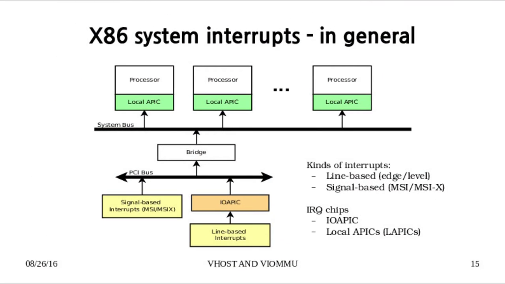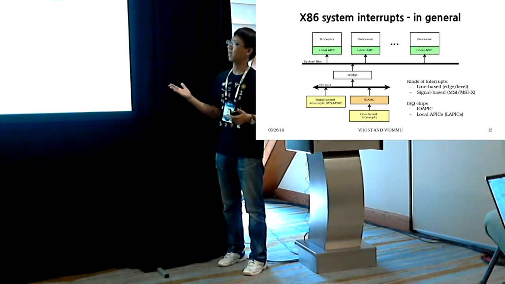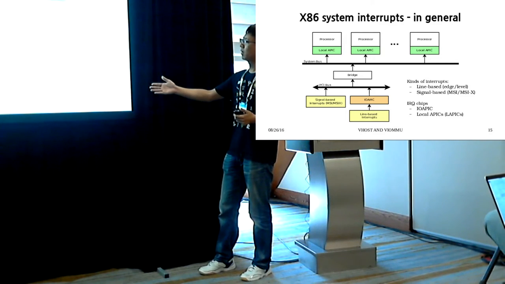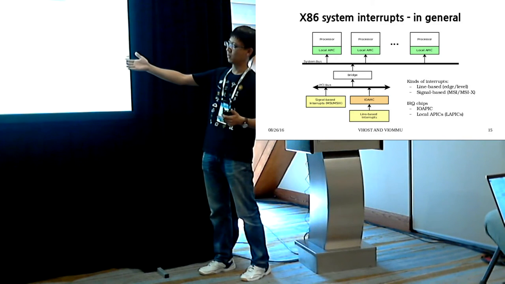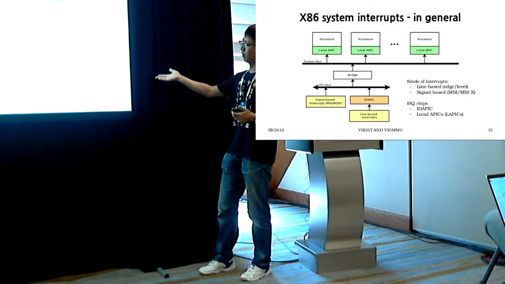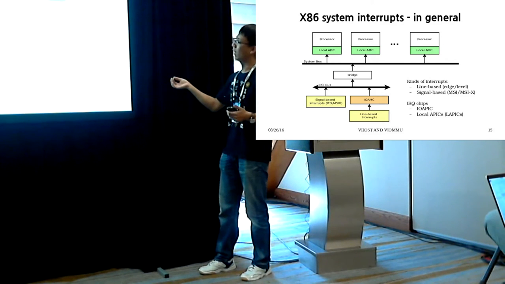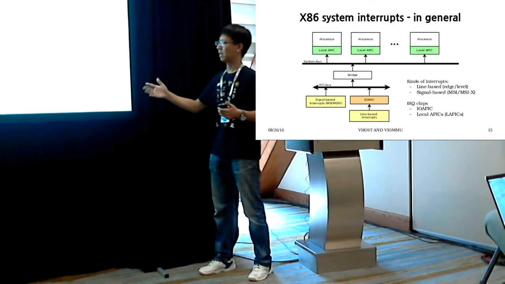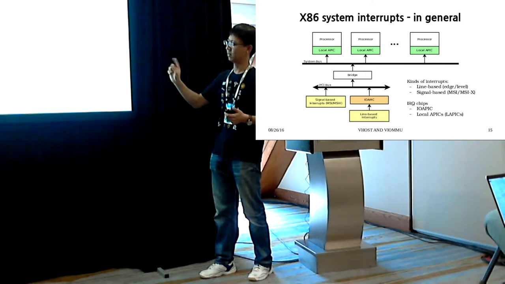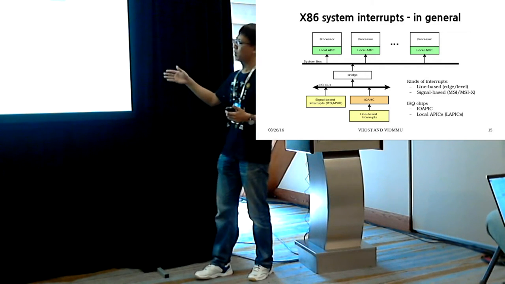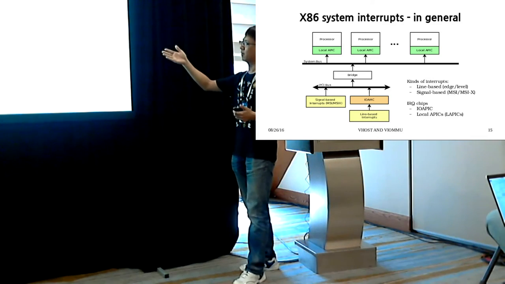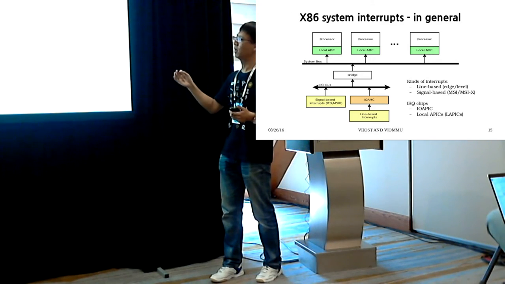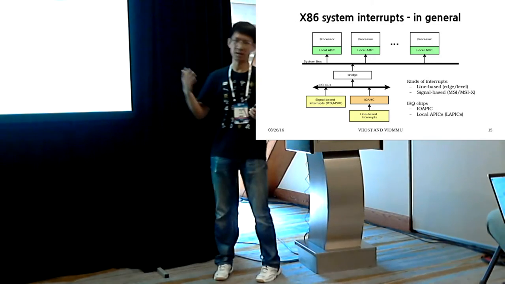Before going deeper into interrupt remapping, I would like to introduce how x86 system interrupts work. It's a very simple graph, I think. We can see two yellow boxes, which are line-based interrupts and signal-based interrupts. These are mostly the two kinds of interrupts that we have now. And also there are two kinds of interrupt chips. The first one is the IOAPIC, which handles the line-based interrupts, converting a line assertion into an interrupt message onto the system bus. The other one is the local APIC, per processor, which handles per-processor interrupts, including IPIs, of course.